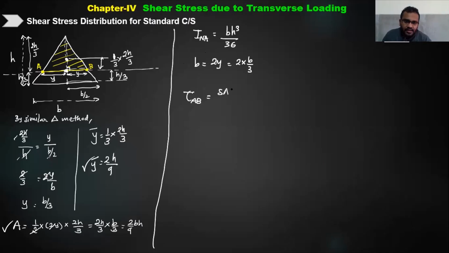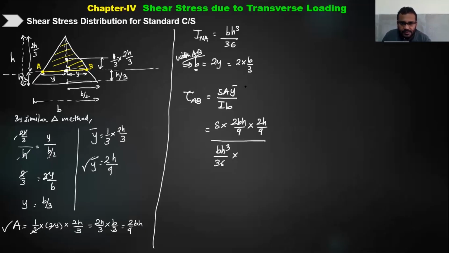So now can I find the shear stress value at the AB layer? It will be S A y bar upon I into b. So what is S? I don't know. What is the area? The area above the layer is 2bh by 9. What is y bar? It is 2h by 9. Upon inertia, which is bh cube by 36, into my b. This b is nothing but not the base. It is the width of this layer, the width of layer AB, which is 2b/3. So I need to write down 2b/3.